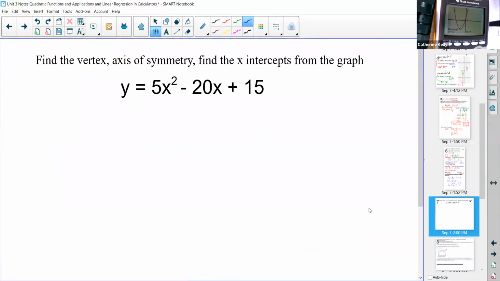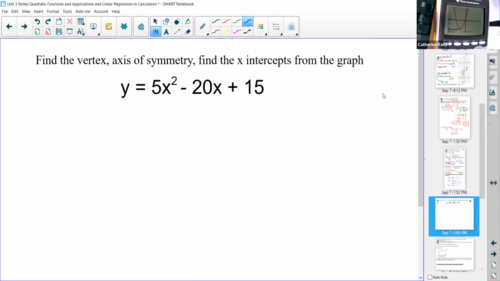Right. Find the vertex, axis of symmetry, and the x-intercepts from this graph. X-intercept is going to be when y is 0, or you could do the quadratic formula, or you could do factoring. I'm going to pause it. This is what I would do. I'm going to try and factor first.